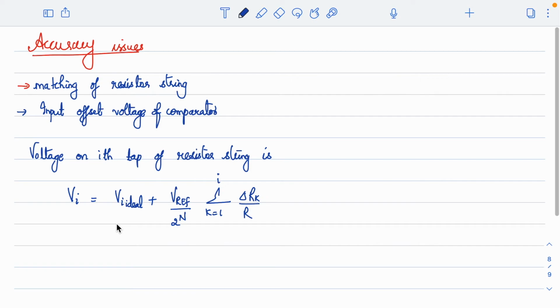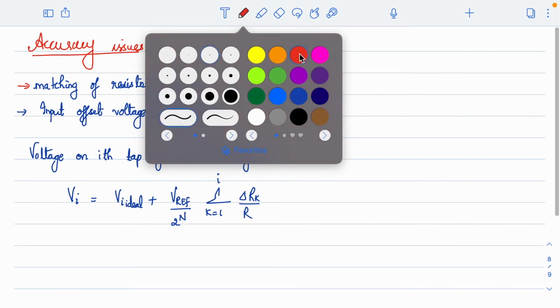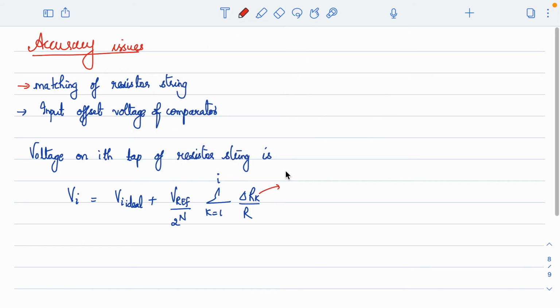Now what I meant here by Vi ideal is assuming that all the resistors are equal and ideal, right? Now let me mark those things as well. So this is delta Rk, which is basically the resistance error due to mismatches. This component is when everything is ideal and R values are equal.